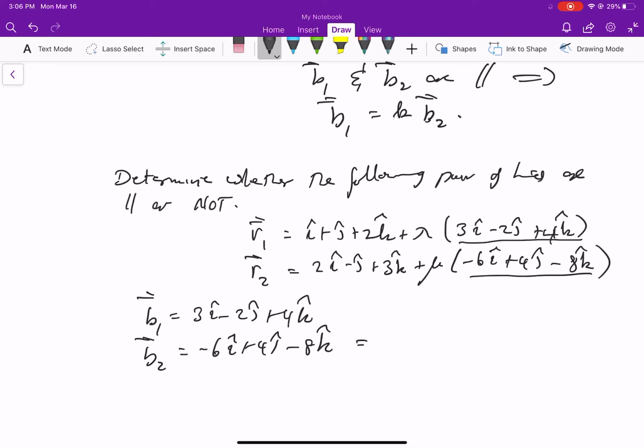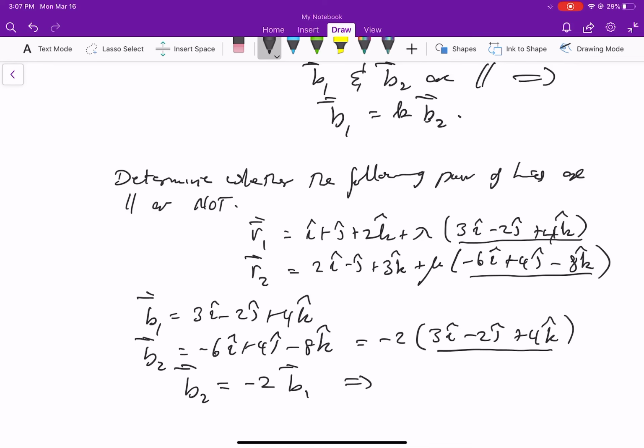If from b2 I factor out a minus 2, what's left inside the brackets? That would be 3i minus 2j plus 4k. Let's double check. Minus 2 by 3 gives me back the minus 6. Minus 2 by minus 2 gives me back the 4. Minus 2 by 4 gives me back the minus 8. But if you look inside the brackets, that vector there is b1. Therefore, b2 can be written as minus 2 times b1, which implies that the lines are parallel. If their direction vectors are parallel, the lines themselves must be parallel.